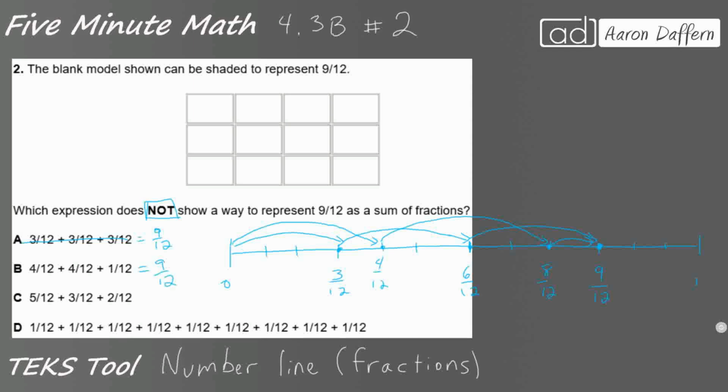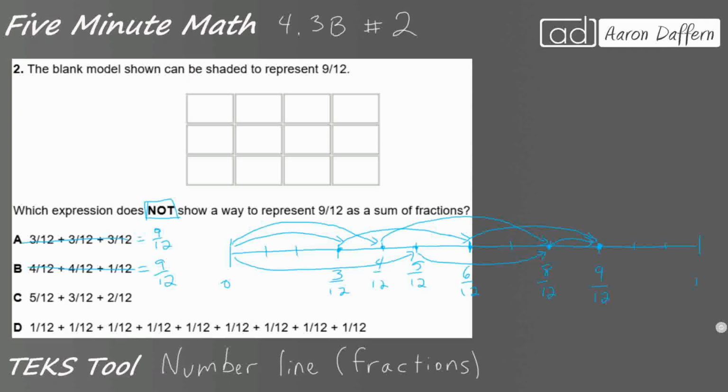And so hopefully you notice a pattern. All you need to do is add the numerators, and that's going to tell us what we need to have. Let's try this one. 5/12. Okay, so that's going to be right here. All right, so I'm going to do it kind of underneath here. So there's my 5/12. Then I need 3/12: 6, 7, 8. All right, so now I'm back to 8/12.